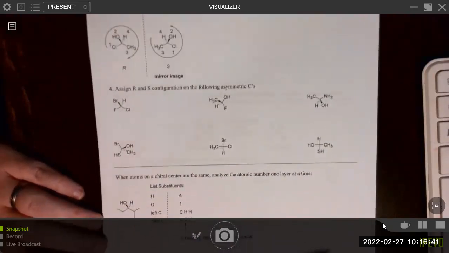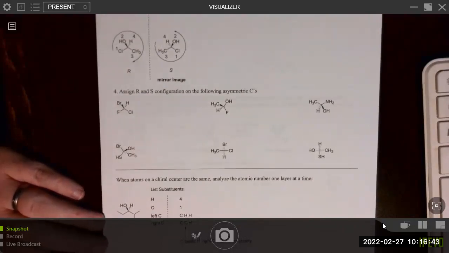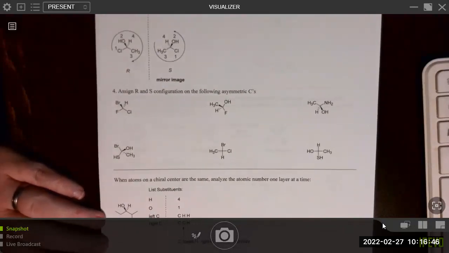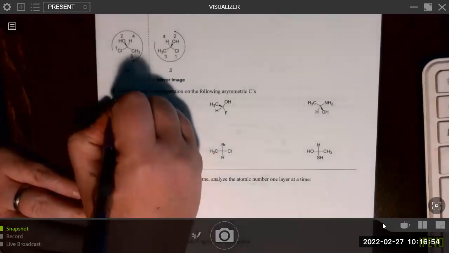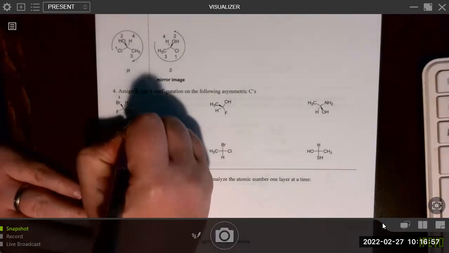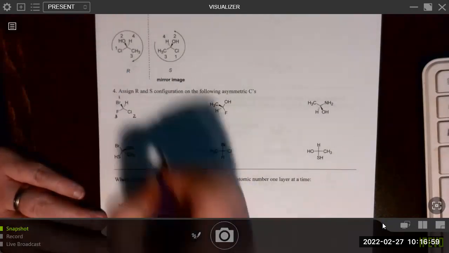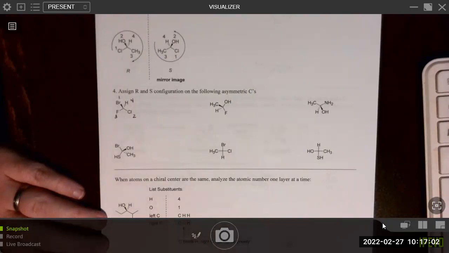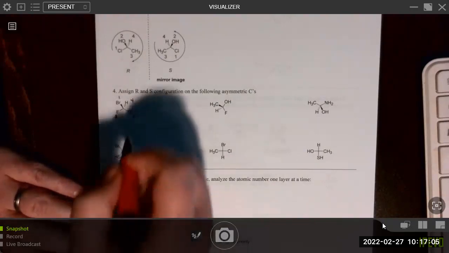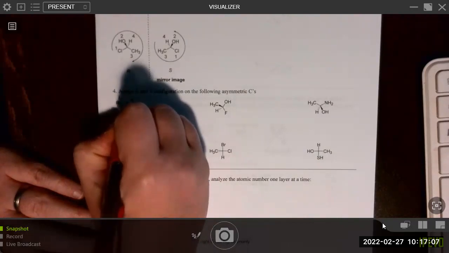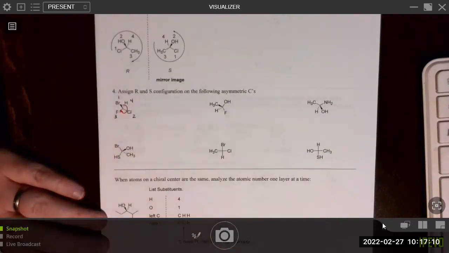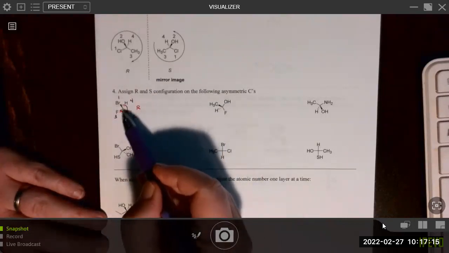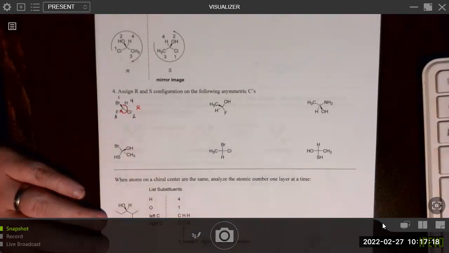So let's use that knowledge to assign the R and S configuration on the following asymmetric carbons. So the first step is to assign the priorities 1, 2, 3, and 4 based on atomic number. Bromine has the highest atomic number, followed by chlorine, followed by fluorine, and lastly, hydrogen. We notice that we have a 1 to 2 to 3 clockwise rotation, so this is R. We can do that because the hydrogen is the 4th priority group and it's pointed back.